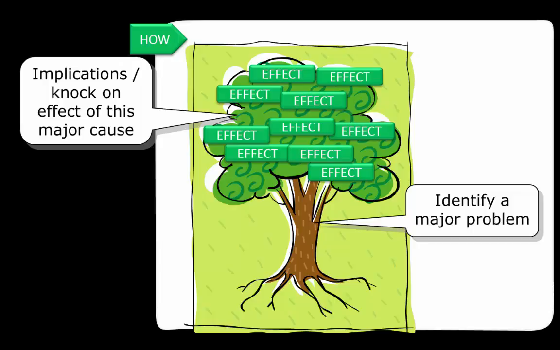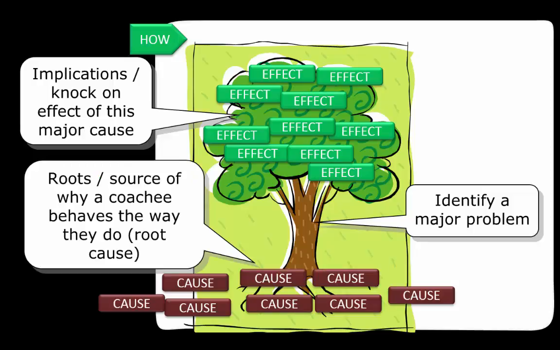The branches, fruit, and leaves are, what are the implications? What's the knock-on effect of this major cause or problem? And then the roots of the tree are the source of why the coachee behaves in the way they do, understanding the real root cause. So cause and effect. The trunk is the identified problem, and then the knock-on effect.